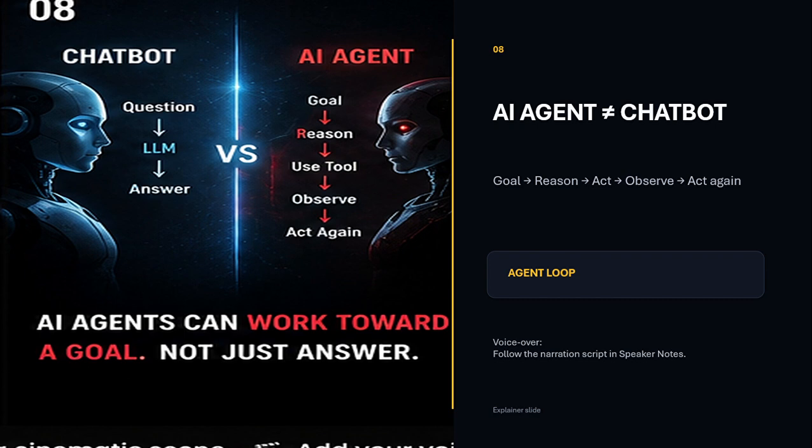and this is why the story is important for AI. A normal chatbot usually works like this: you ask a question, the AI processes it, and gives you an answer. But an AI agent can work toward a goal, it can reason, it can use tools, observe, and it can also take another action. And hence it can keep repeating the same process to achieve its goal. So in short, an AI agent can do more than a chatbot.